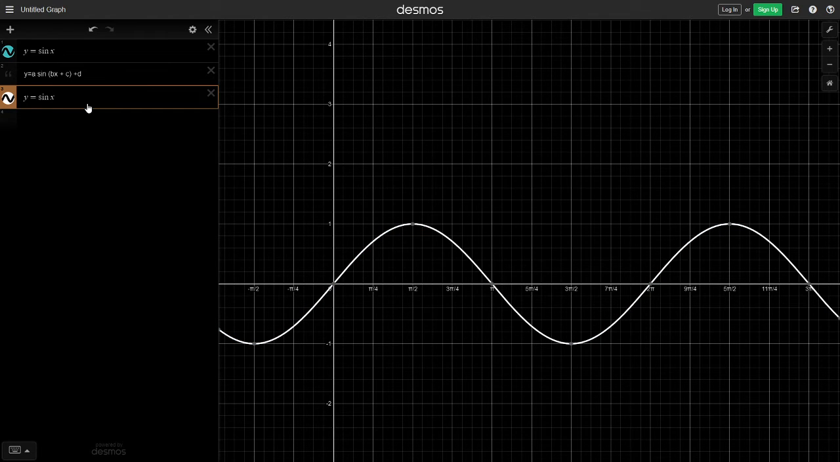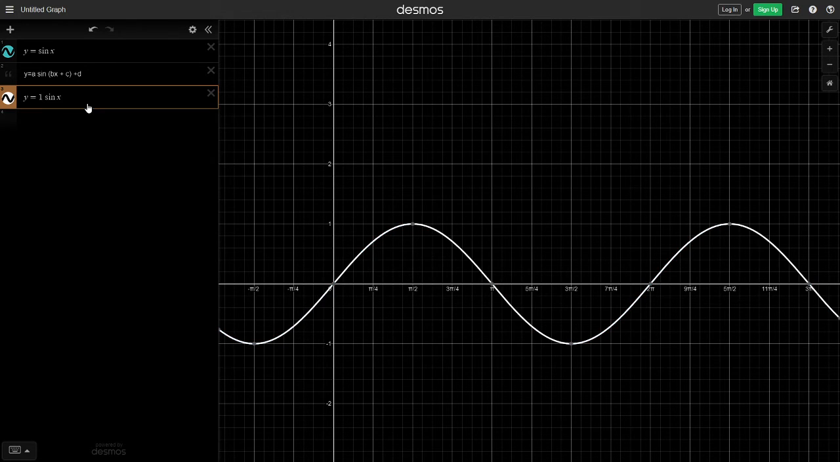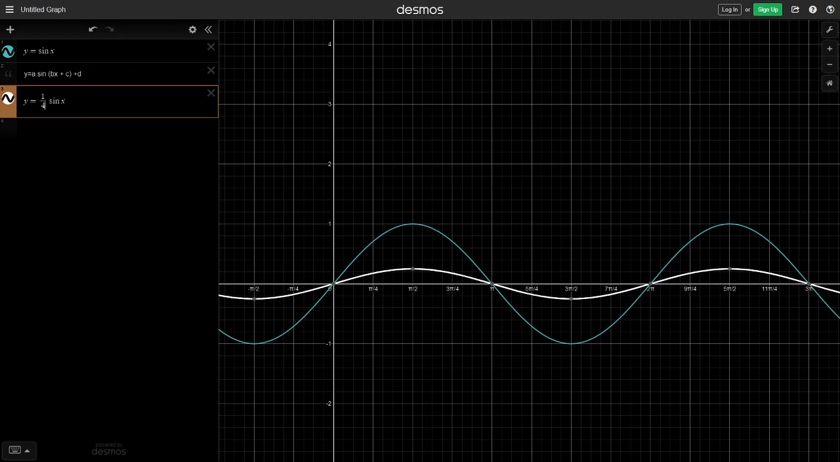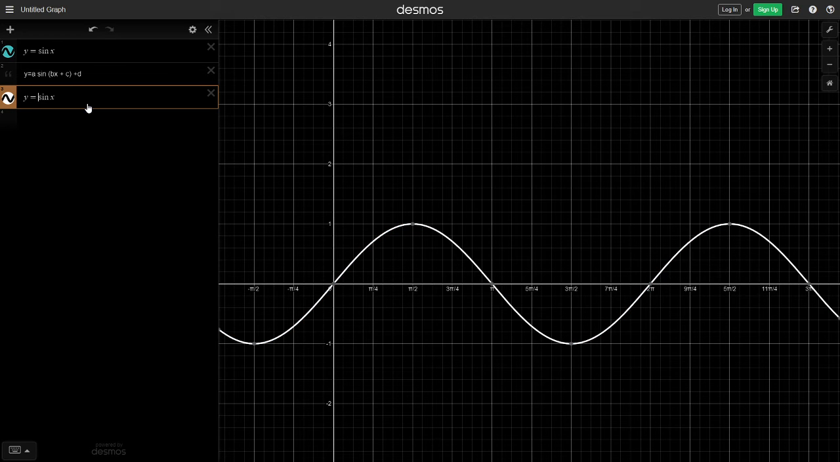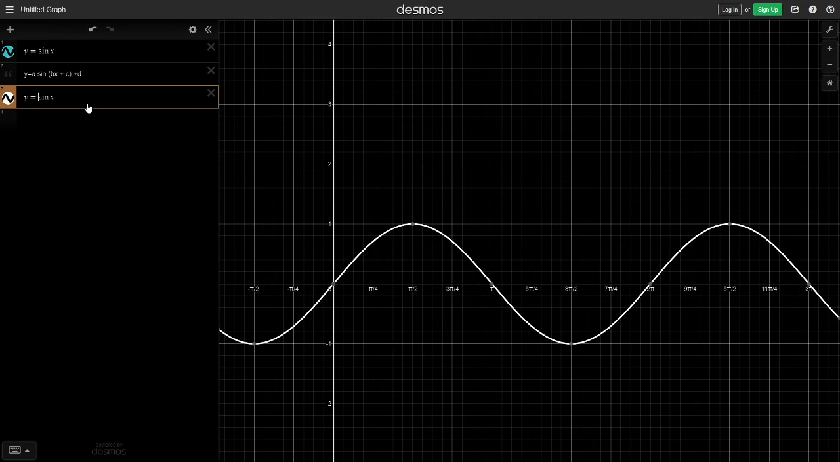You could also decrease a, so for instance 1/2 would go between positive and negative 1/2. Positive 1/4 would go between positive and negative 1/4, etc. Just like any other function family, if I change the leading coefficient to be negative, it flips my graph upside down. Okay. And then lastly, your b coefficient, what that does is it's going to increase the speed at which you're completing a wave.